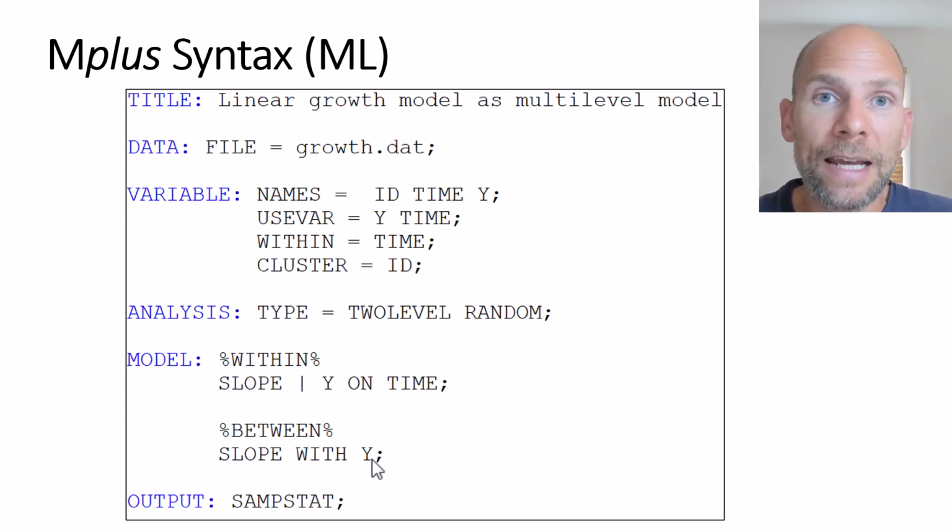The output line here only has the sample statistics command because a standardized solution in Mplus requires a special estimator within the multi-level modeling framework. So you'd have to choose a Bayesian estimation method in Mplus in order to obtain a standardized solution. And that's perhaps an advantage of the SEM specification, that we can get the standardized solution without having to resort to a special type of estimator.